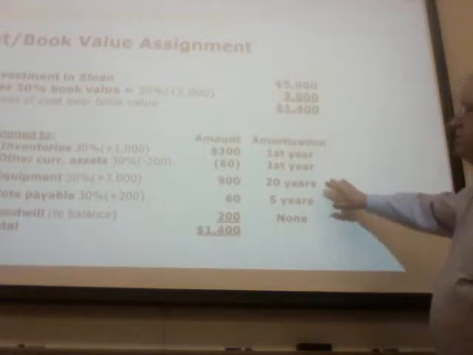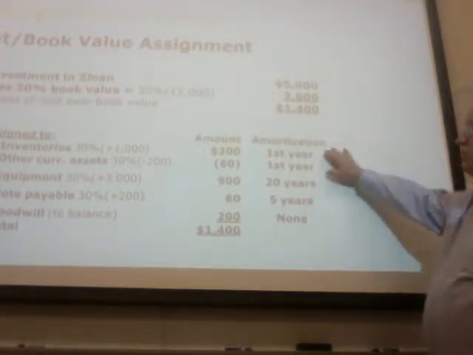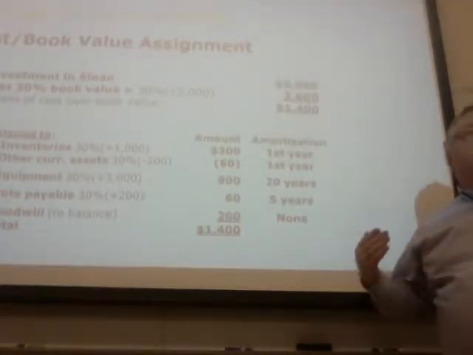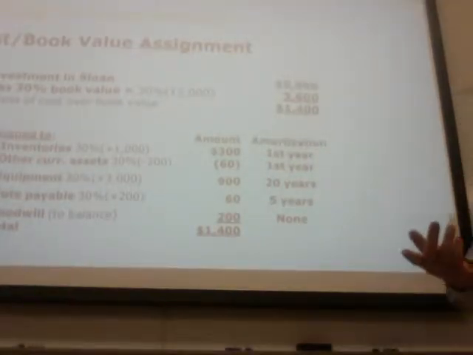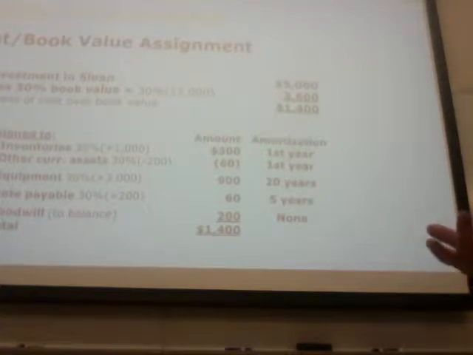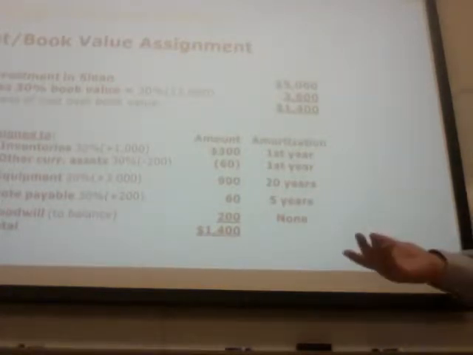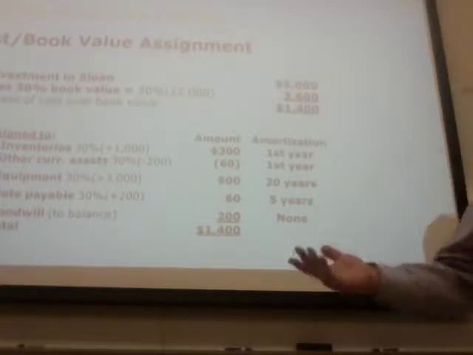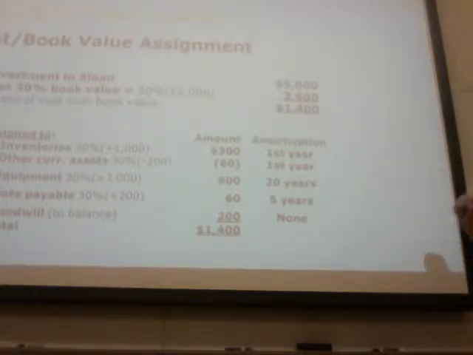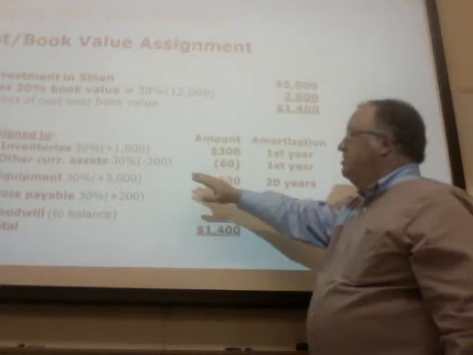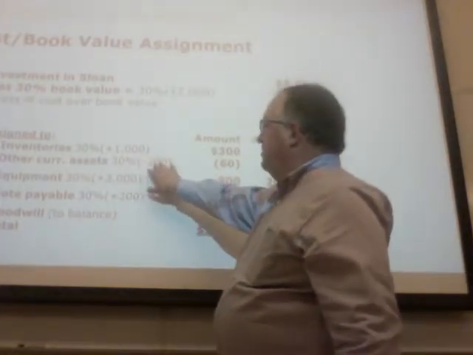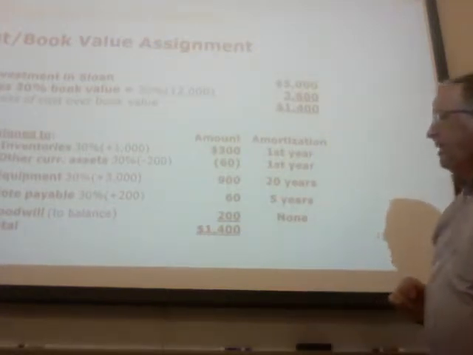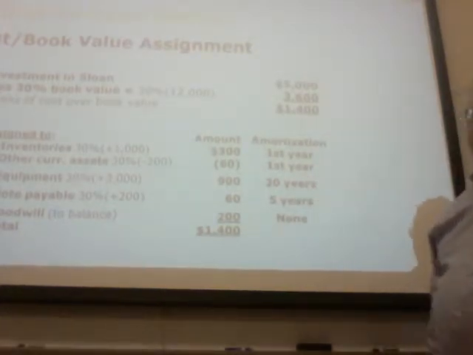And how are we going to amortize these differences to earnings? Some of them get amortized and some of them don't. Inventories, we're always going to assume that inventories acquired in acquisition are sold in the first year following the acquisition. It's a very simple assumption. Perfect world, assume efficient markets, no slow-moving inventories. All get sold the next year. Okay, our other current assets, 30% of a $200 downward adjustment is a $60 downward adjustment. This is also going to be first year.